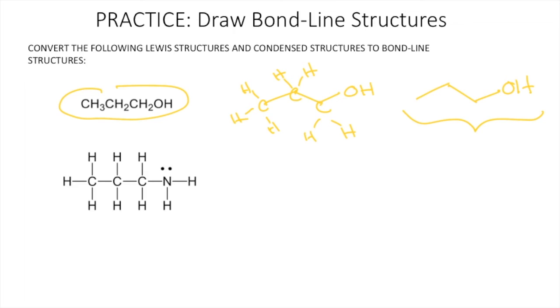Now let's try the next example. So to convert this compound to a bond line structure, we do the same thing. So we've got 1, 2, 3 carbons. I'm using the zigzag, and then I'm going to draw in my nitrogen atom and the hydrogens attached to it.